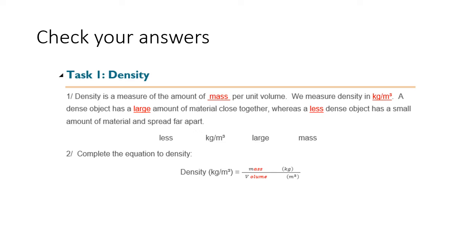Density is a measure of the amount of mass per unit volume. We measure density in kilograms per meter cubed. A dense object has a large amount of material close together, whereas a less dense object has a small amount of material spread far apart. So the missing words here are mass, kilograms per meter cubed, large, and less.